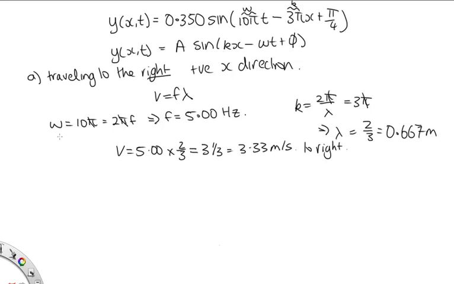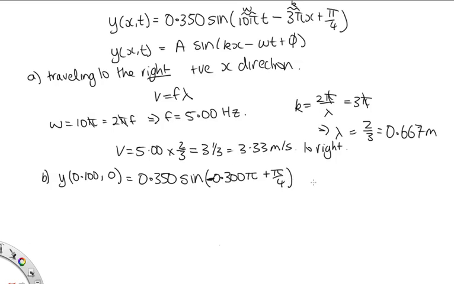Now part B asked us what's y at x is equal to 0.100 and t is equal to 0. So all we need to do is substitute these into our wave equation here. So this is equal to 0.350 sine, now 10 pi t, t is 0, so this term just disappears. So now we substitute in for our x, 0.100, so that's 0.300 pi, and we've still got our negative sign, and then plus pi on 4.